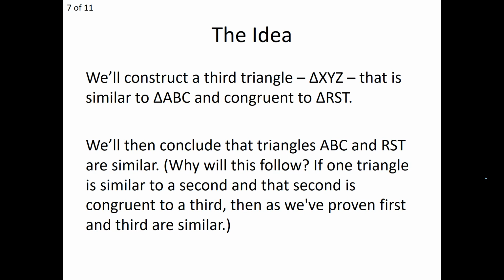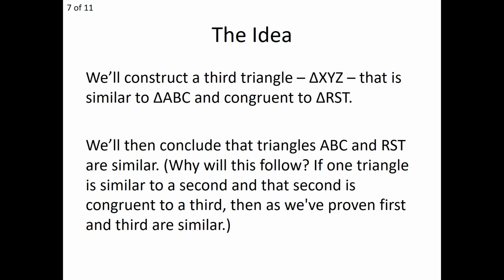That third triangle is going to be similar to one and congruent to the other. Now, what we can then conclude with this information we have is that triangle ABC and triangle RST will in fact be similar. And here's why. If one triangle is similar to a second, and the second is congruent to a third, then we've proven first and third are similar. If we think back to the previous worksheet when we introduced similar polygons, we actually proved this.